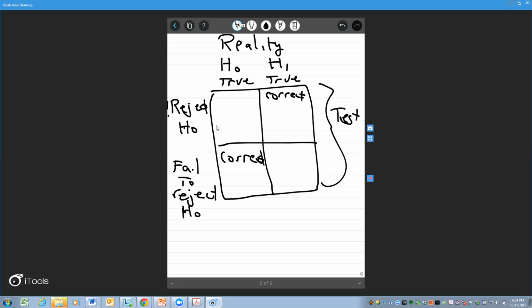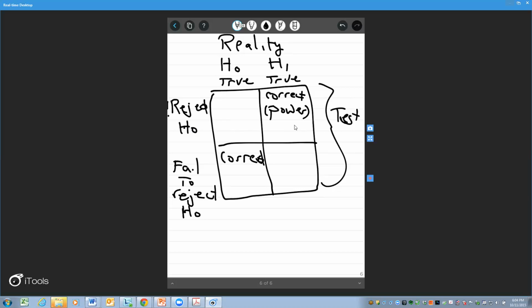And this is called the power of the test. The power is how often do we, or what percent of the time do we, reject the null hypothesis when it is in fact actually false.